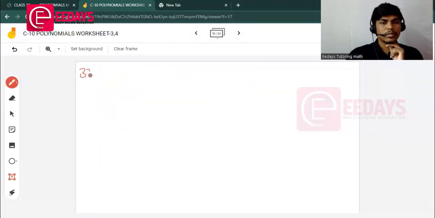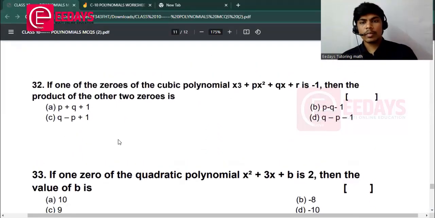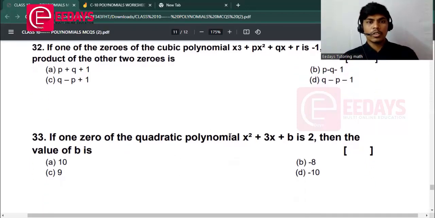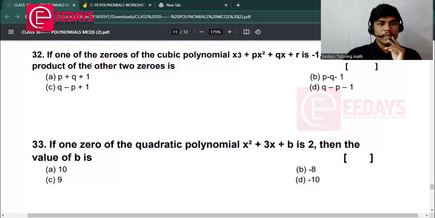32nd question. If one of the zeros of a cubic polynomial is minus 1, then find the product of the other two zeros. This question is also repeated. If you want the explanation, first of all let us do the 33rd question, then we'll move on to it. Because the 33rd question is the same as the 31st question. If one of the zeros is 2, then you can take x is equal to 2 and find the value of b. Easy question. Let us do that first.